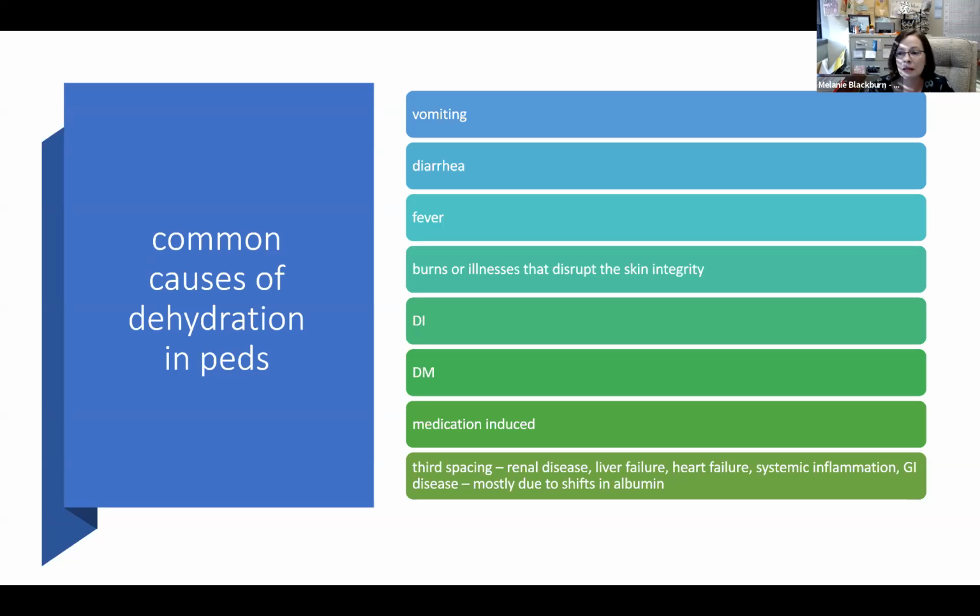And then GI diseases that give you more of a protein losing enteropathy will third space. And so they will be intravascularly volume depleted, even though they might look puffy. And that's because of their shift in albumin. So just remember that when your albumin's low, your fluid's going to go into the wrong place. And you will actually be volume depleted intravascularly.